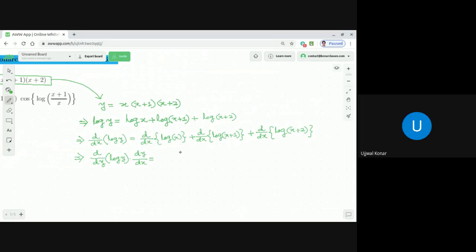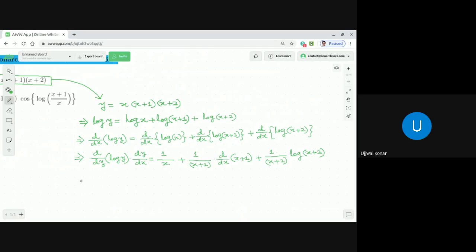And what is d/dx of log x? 1/x. Fantastic. All of you are able to get it. d/dx of log x is 1 by x, plus what is d/dx of log of x plus 1? 1 by x plus 1, into d/dx of x plus 1. Correct or not? Chain rule. Similarly, d/dx of log of x plus 2 is 1 by x plus 2 into d/dx of x plus 2, chain rule, same thing.